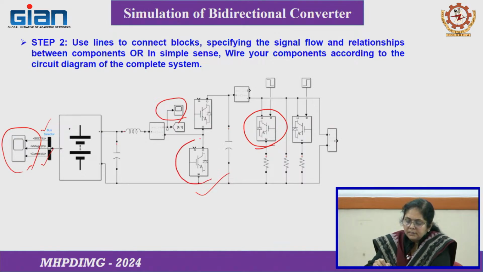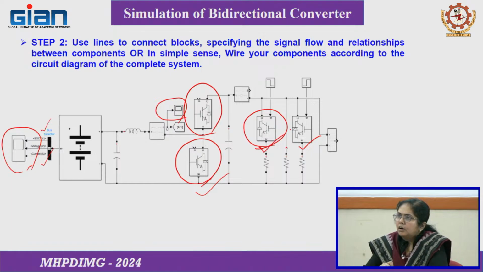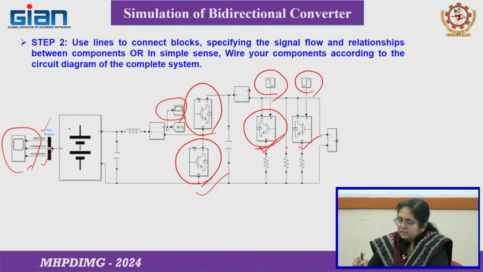So, the BDC is formed using these two IGBTs. The bidirectional converter actually uses this one leg, but do not get confused, these are the switches to make the load on and off. If you are increasing the load or disconnecting the load, you can do it by changing the pulses. And here you can put another scope to see your output voltage, the DC link voltage.